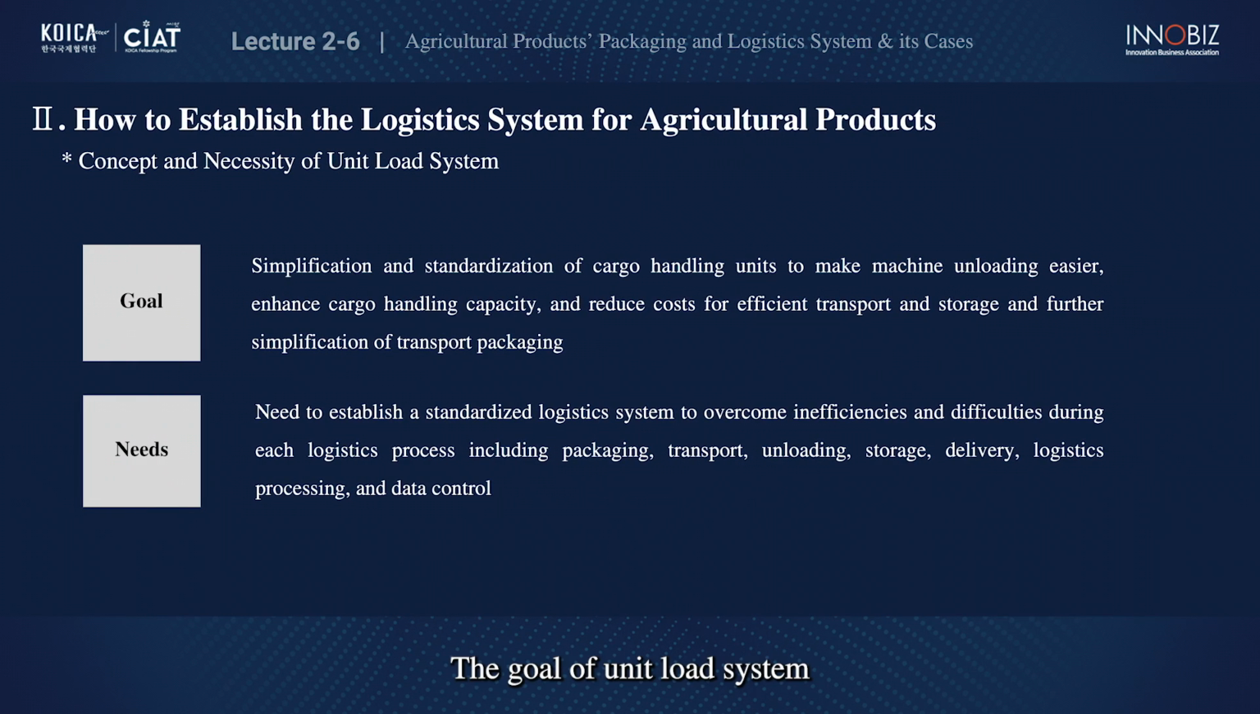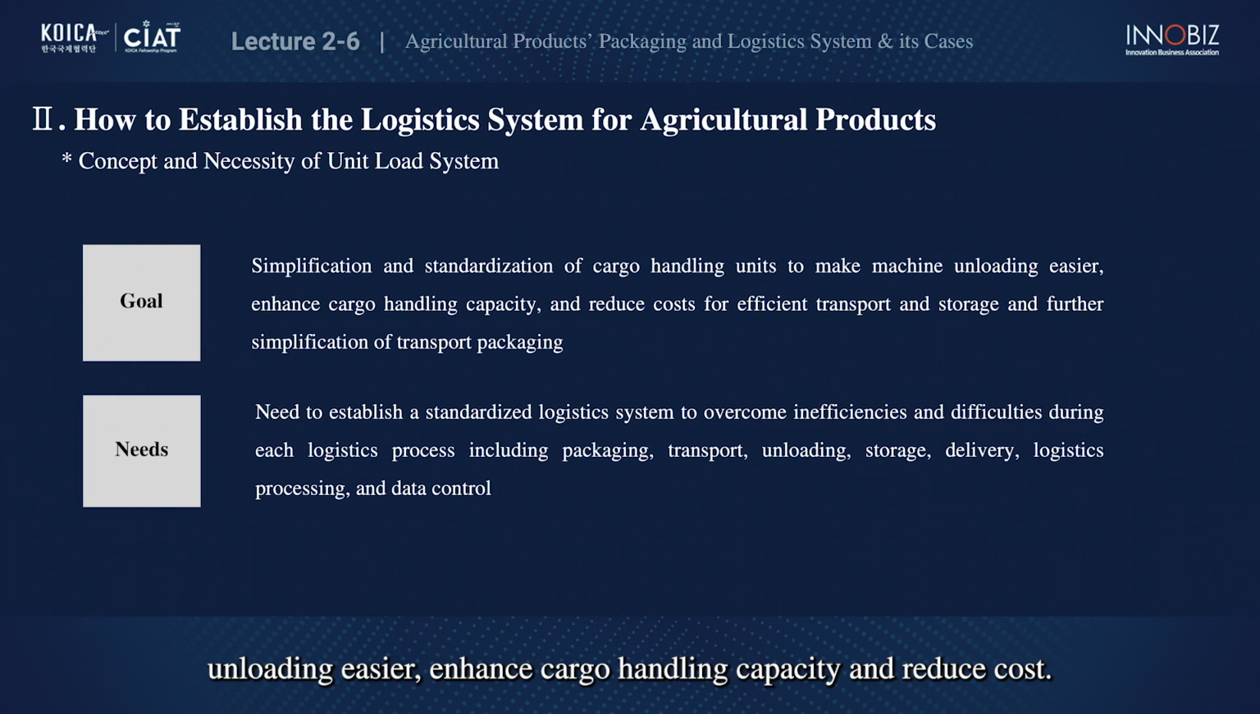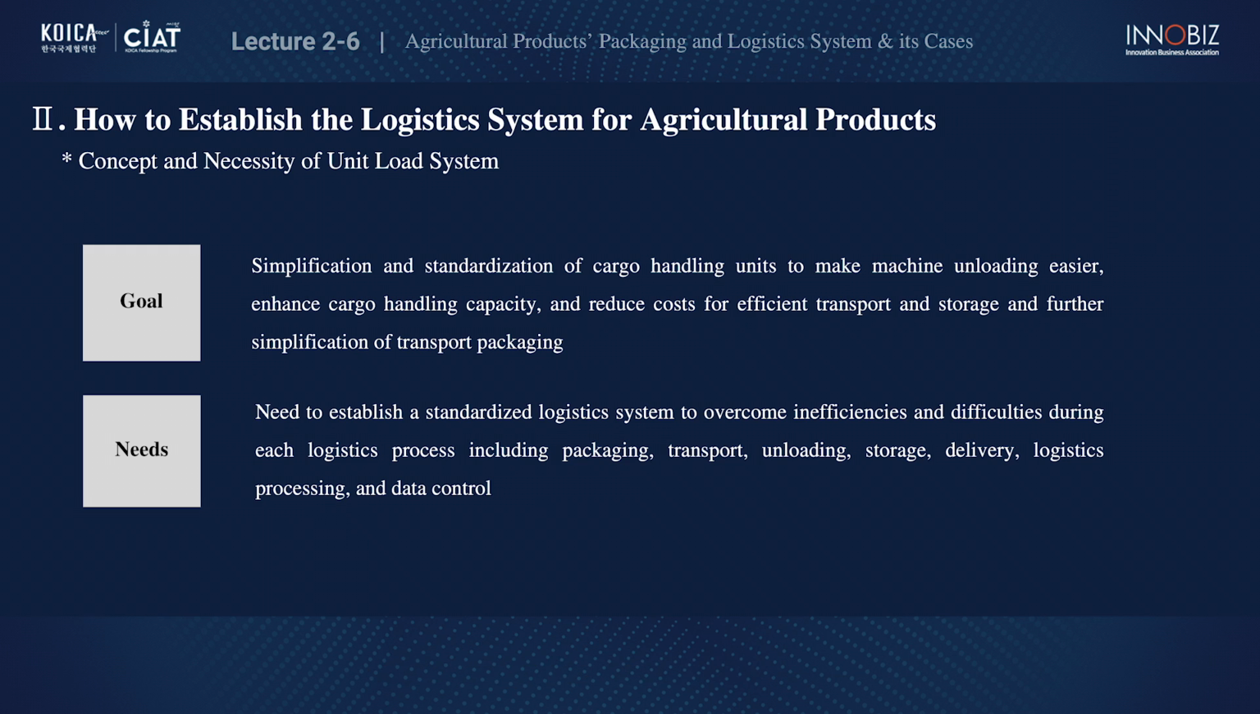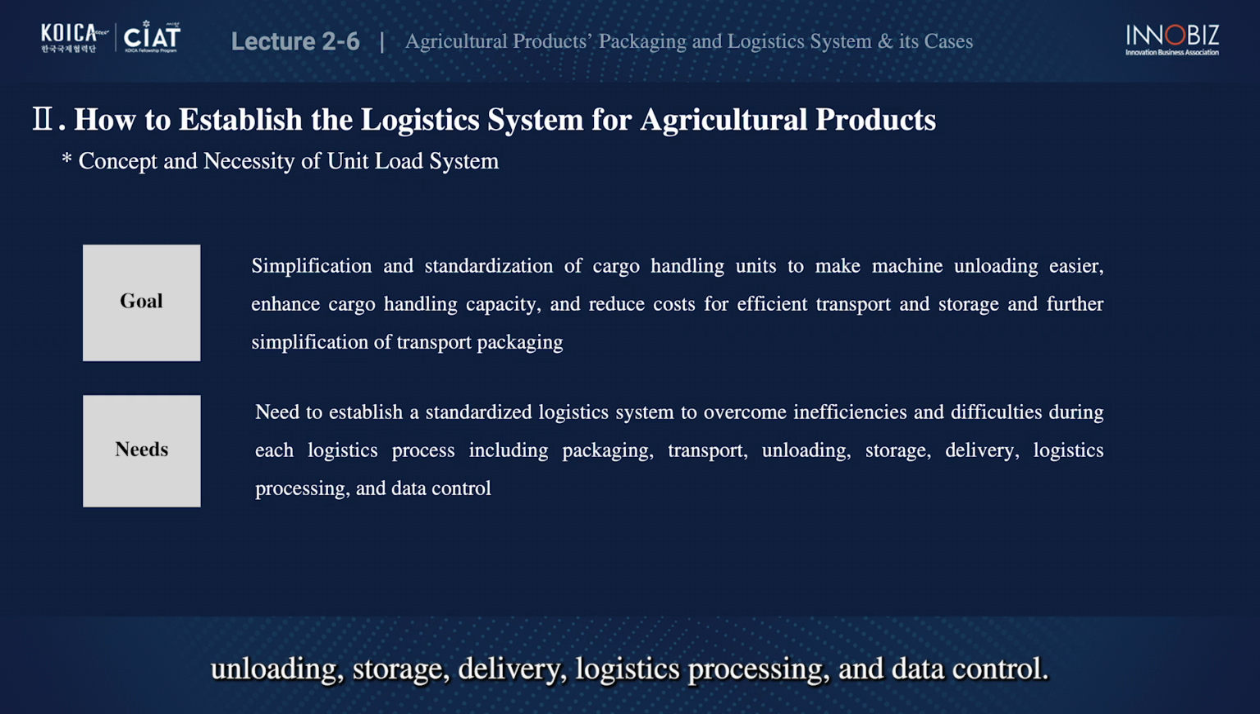The goal of the unit load system is to make machine unloading easier, enhance cargo handling capacity, and reduce cost through simplification and standardization of cargo handling units for efficient transport and storage, and further simplification of transport packaging. For the unit load system, you need to establish a standardized logistics system to overcome inefficiencies and difficulties during each logistics process, including packaging, transport, unloading, storage, delivery, logistics processing, and data control.